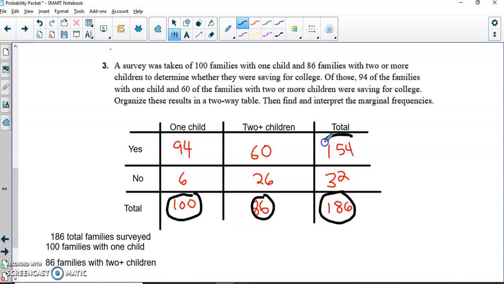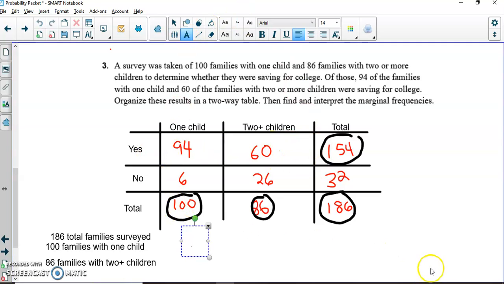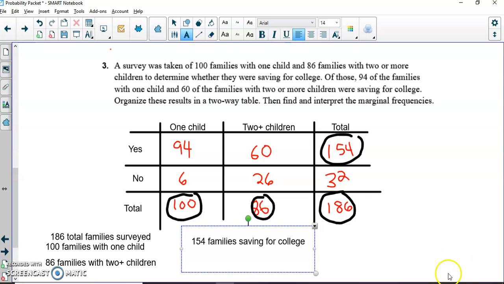And then let's go over here. So 154 represents the total yeses. And then remember, the total yeses were yes for saving for college. So 154 families saving for college. And then finally, we're going to look right here at 32. This was no, so 32 families not saving for college.